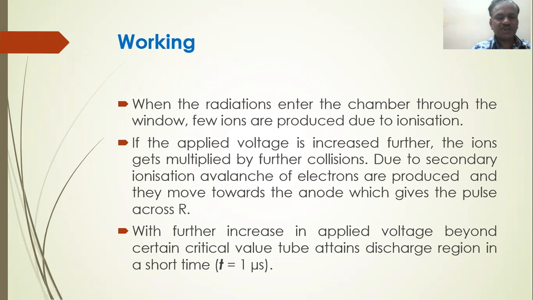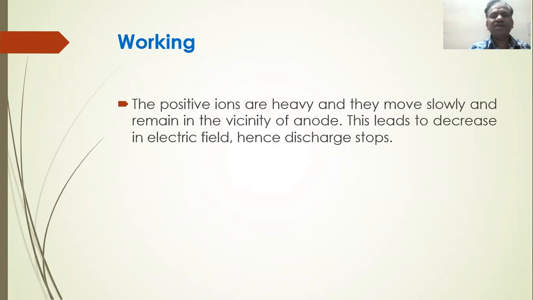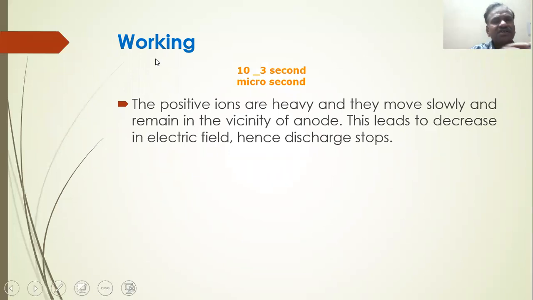The positive ions are heavy, and one more point I forgot here. The positive ions are heavy, so it always takes more time for them. How much time does it take? Do you know? It takes 10 to the power of minus 3 seconds to 10 to the power of minus 4 seconds. Whereas electrons take only microseconds to travel there. Because the positive ions are heavy, they are surrounded by the anode only, that is, the tungsten wire and all that. Next is here.